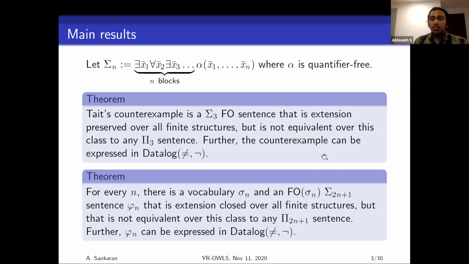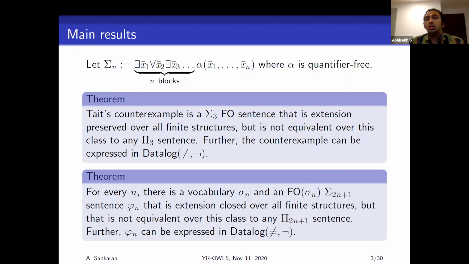Now, the first result that we show, and which we will spend a good bit of time in this talk understanding, is that Tait's counterexample is a Sigma 3 FO sentence that is known by its very construction, you can see that, to be extension closed over all finite structures. So far it is all Tait, but this sentence is not equivalent over the class of all finite structures to any Pi 3 sentence. So it is not just existential sentences, which are Sigma 1. It is not even equivalent to a Pi 3 sentence.